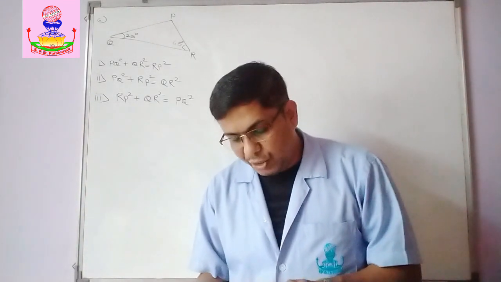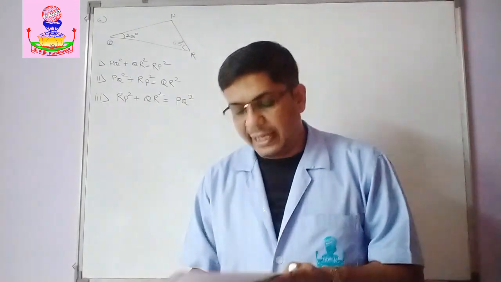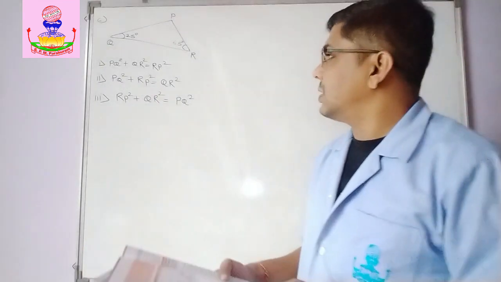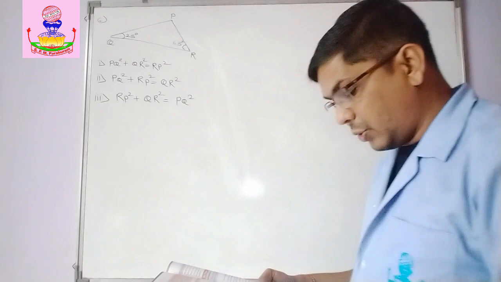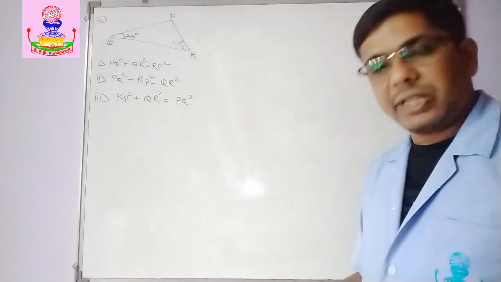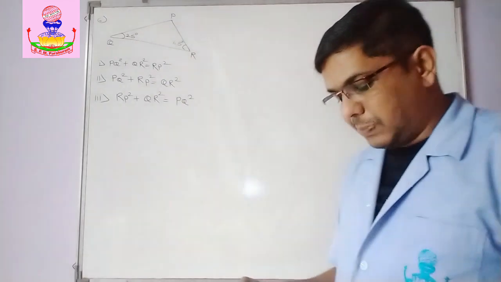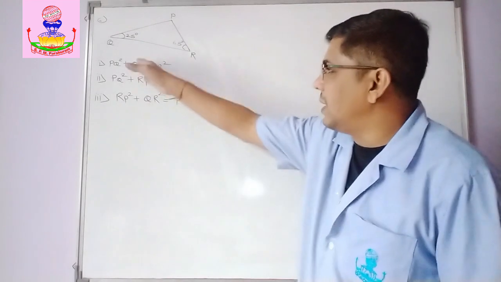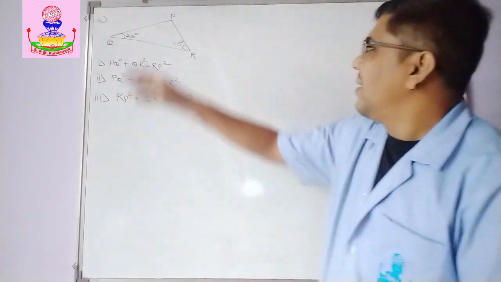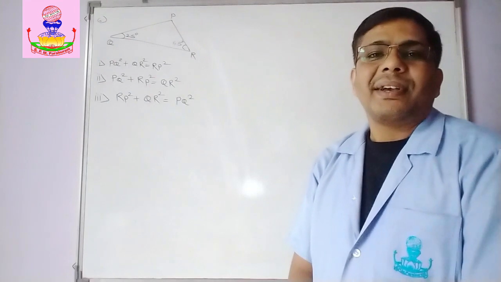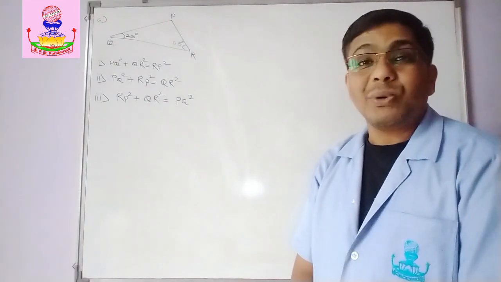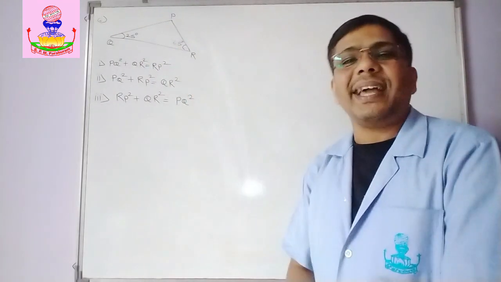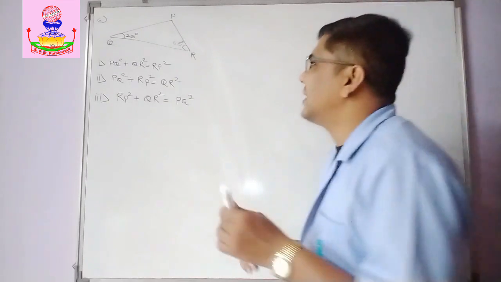Now see the sixth one. Angles Q and R of triangle PQR are 25 degrees and 65 degrees. Which of the following is true? First, PQ square plus QR square is equal to RP square. Second, PQ square plus RP square is equal to QR square. Third, RP square plus QR square is equal to PQ square. Now dear students, this is definitely related to Pythagoras property, but here the 90 degree angle is not given. So how to decide? But I know two angles, so I can find out the third angle. And once I know that angle, then I can decide.